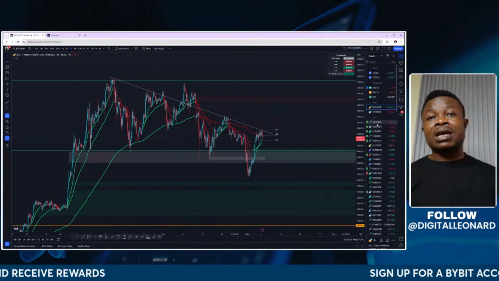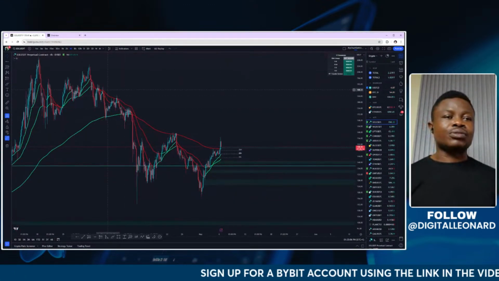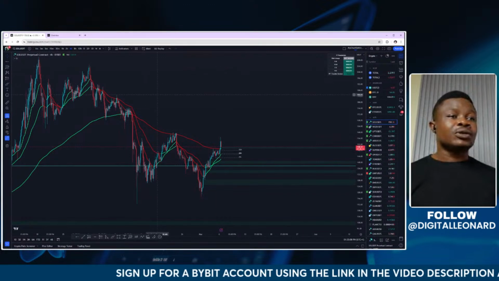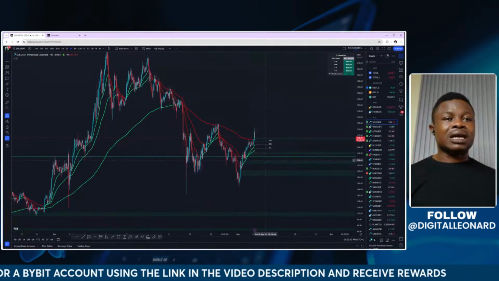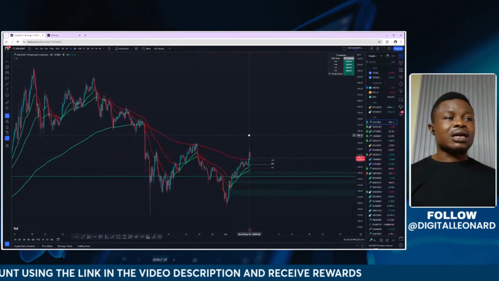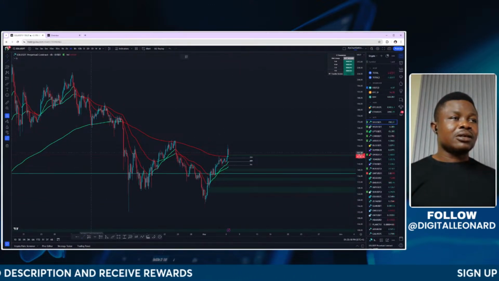Okay, Solana is one of those trades. I think I should go. Let me see. Yeah, Solana should be good. If you look at my 4 hours, we are still in that downtrend. Solana is still down there, guys.